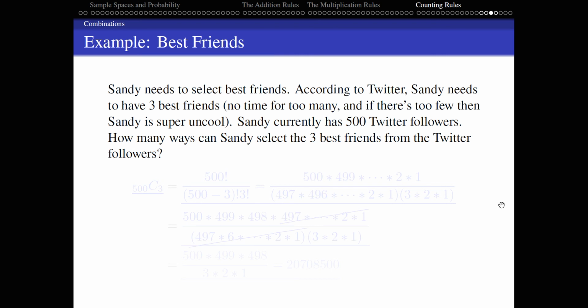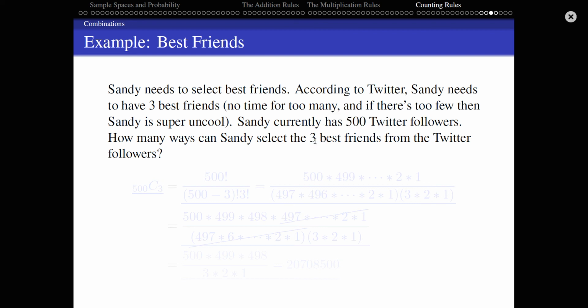Sandy needs to select best friends. According to Twitter, Sandy needs 3 best friends, because if you've got too many, well, you just don't have time and money for any of them. And if there's too few, then you're lame because you don't have enough best friends. Sandy currently has 500 Twitter followers and wants to know how many ways can Sandy select the 3 best friends from their Twitter followers.